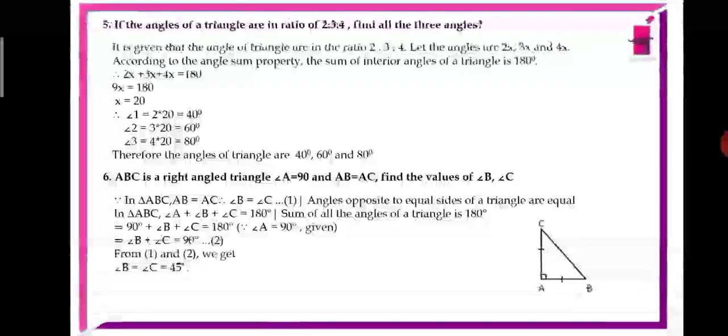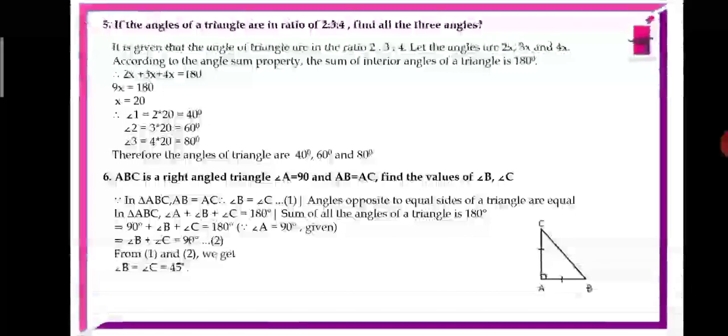Question number 5. If the angles of a triangle are in the ratio of 2:3:4, find all the three angles. It is given that the angles of a triangle are in the ratio of 2:3:4. So we can assume that the angles are 2x, 3x and 4x. According to the angle sum property, the sum of interior angles of a triangle is 180 degrees. So 2x plus 3x plus 4x equals 180, or 9x equals 180, then x equals 180 by 9, then the value of x is 20.